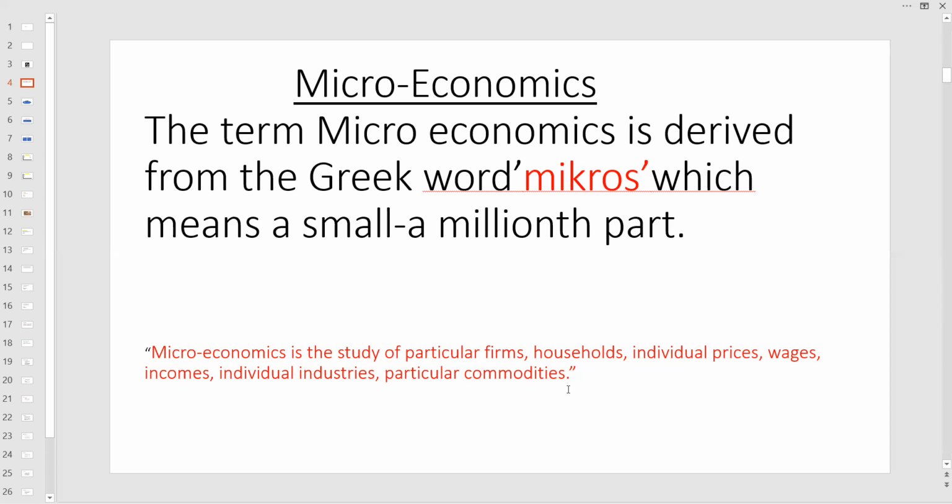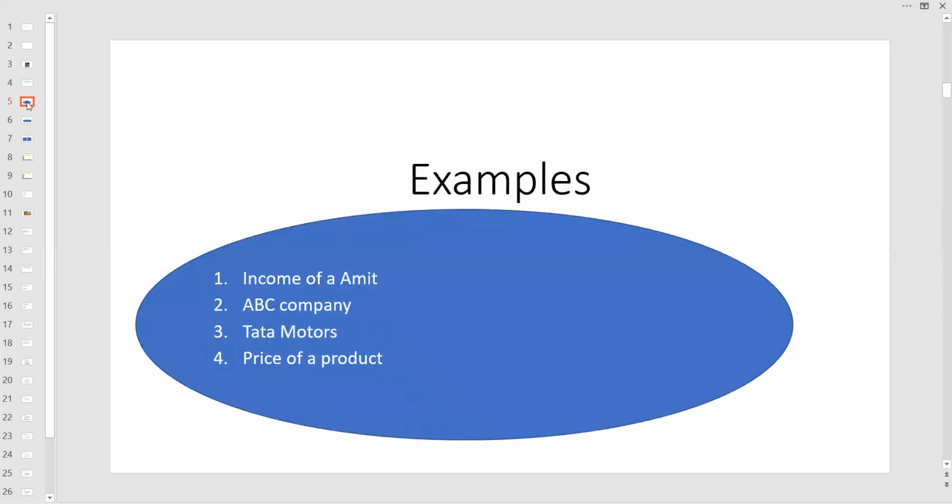So we don't want to study whole economy, but only a small part of the economy that we are going to study under microeconomics. So, for example, we can see that income of a Amit instead of national income. Okay, because national income, it is a part of whole economy. Instead of that, in microeconomics, we have to study income of a family of a Amit. Then next is the ABC company, then Tata Motors, price of a product.